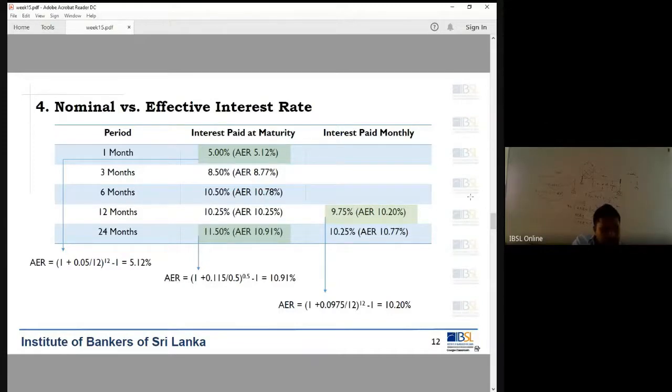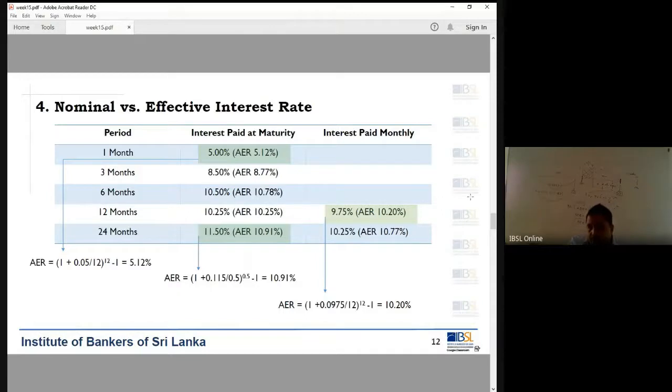Okay, look at the values in percentages. Those are the nominal interest rates that you would see in our previous equation. The nominal interest rates are 5% for 1 month, 8.5% 3 months, 10.5% 6 months, 10.25% 12 months, 11.5% 12 months. Okay. In the brackets, words in the brackets, AER, annual effective rate or annual equivalent rate, is the one that we have calculated based on the equation that we have done so far.